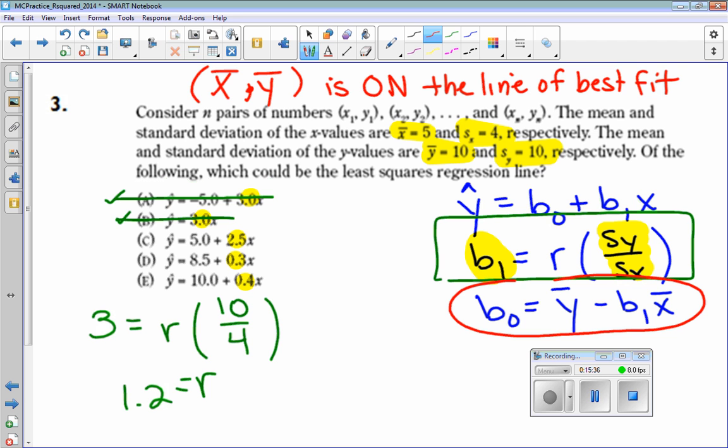So I'm going to pause the recording for a minute. I want you guys to figure out, is it C, D, or E? Which one is the answer?